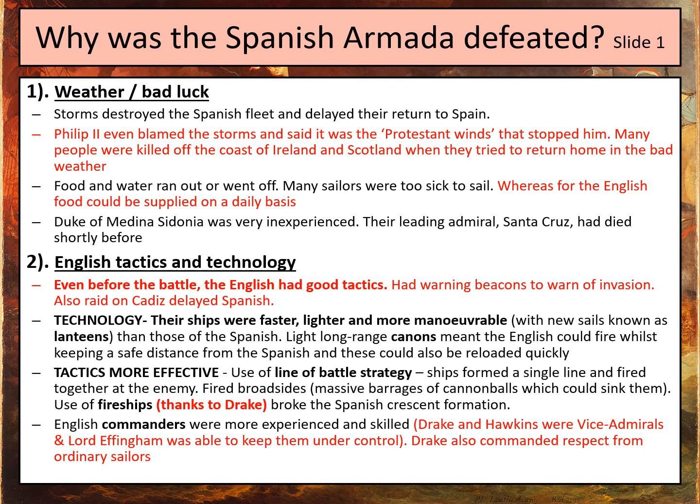English commanders were also extremely experienced and skilled. Drake and Hawkins were vice admirals, and Lord Effingham was able to keep them under control despite the fact they were really big personalities. He brought them together and showed them this was a team effort to kind of save the Queen, really. Drake also commanded respect from ordinary sailors because he was someone who had already achieved a lot.